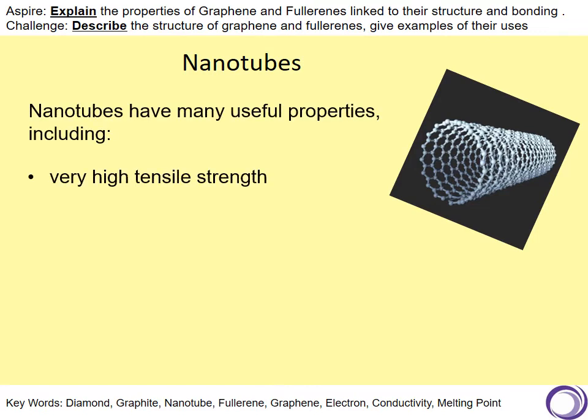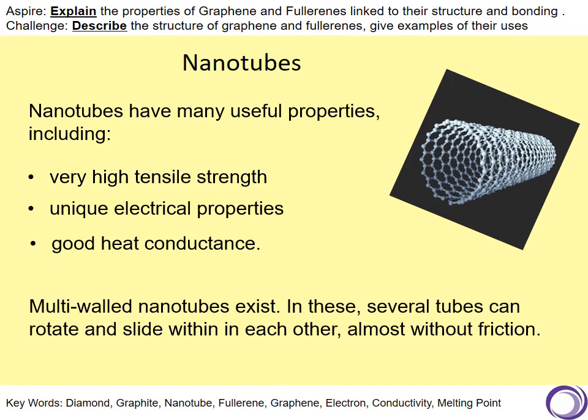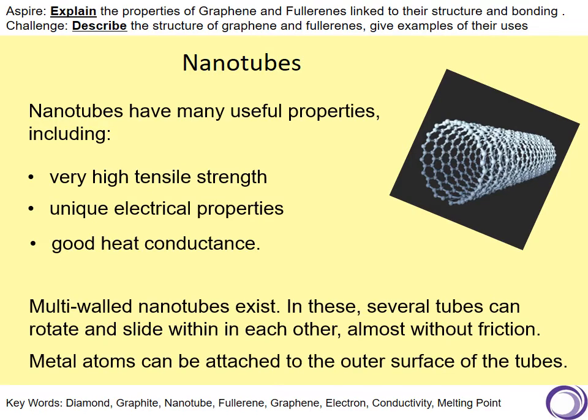So, carbon nanotubes have many useful properties. They have a very, very high tensile strength. They have unique electrical properties and will conduct electricity. And they are good heat conductors. You can have multi-walled nanotubes, and in these several tubes are rotated and slide within each other. And metal atoms can be attached to the outer surface of the tubes.